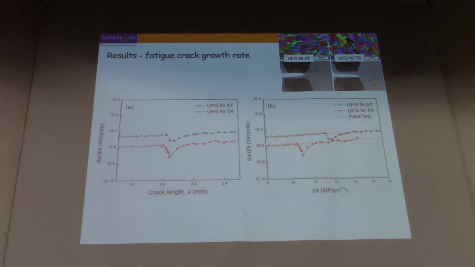So this is the result. This is the fatigue crack growth result. We can say for both cases, the crack growth rates are retarded, however, to different degrees. For the TR sample here, the crack growth rate is more retarded. The following results are going to explain why that is.